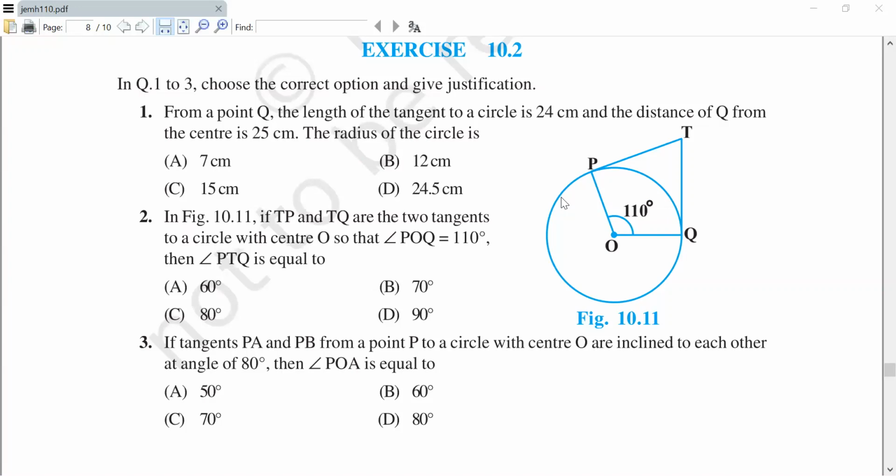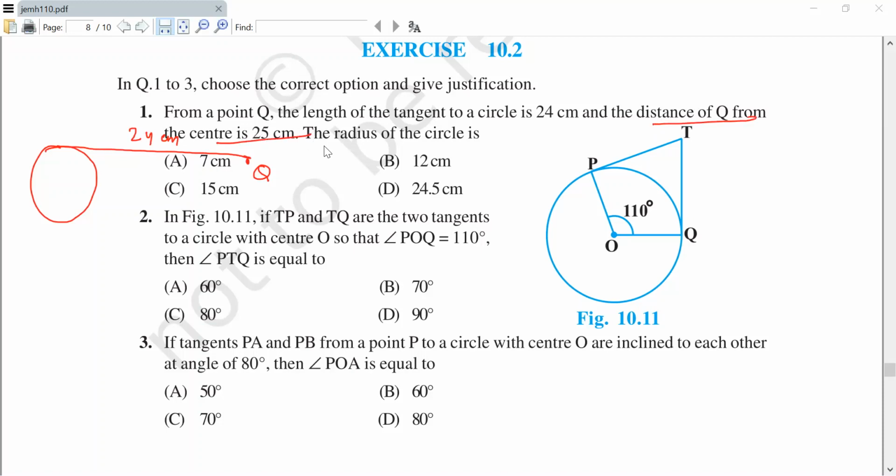Okay, so question number 1: from a point Q, the length of a tangent to a circle is 24 centimeter. There's no diagram for this, so we have to draw the diagram. There is a circle, there is a point Q. The length of the tangent is 24 centimeter. The distance of Q from the center is 25 centimeter.